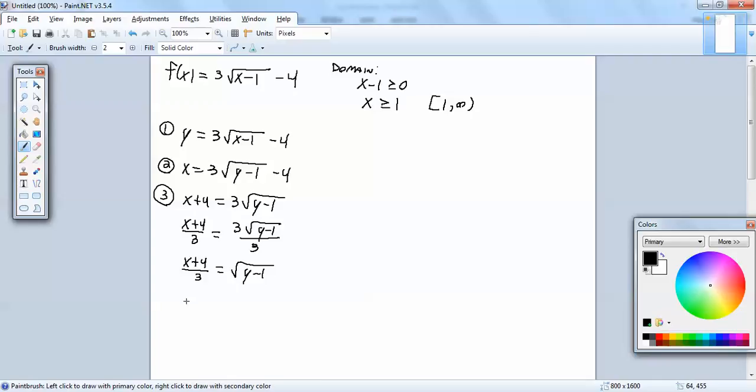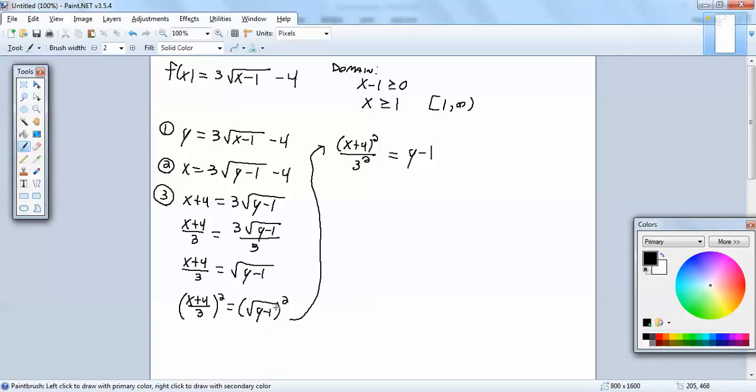Now I want to get rid of the radical, so I'll square both sides. So I'm going to have x plus 4 over 3 squared is equal to the square root of y minus 1 squared. That gives us x plus 4 squared over 3 squared is equal to, when you square a square root, they cancel each other away, so that gives us y minus 1. So we have x plus 4 squared over 9 equals y minus 1.